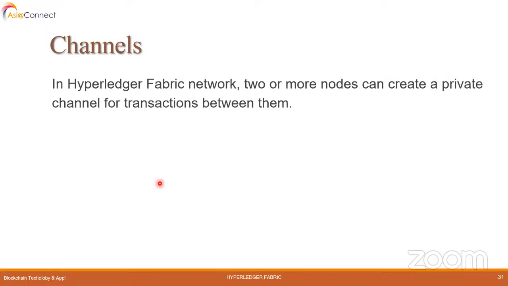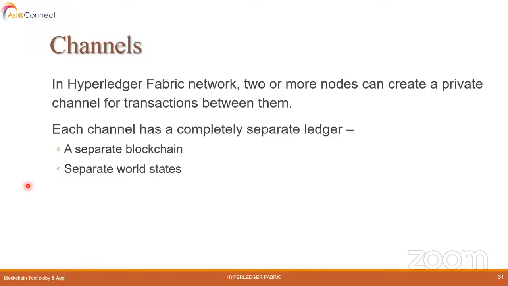So we have discussed channels. In a Hyperledger Fabric network, 2 or more nodes can create a private channel. This private channel can be for transactions between them. Each channel has a completely separate ledger, remember. There can be a number of channels in a Hyperledger Fabric network, and each will have its own ledger. And because each channel has a separate ledger, it will have its separate world state.